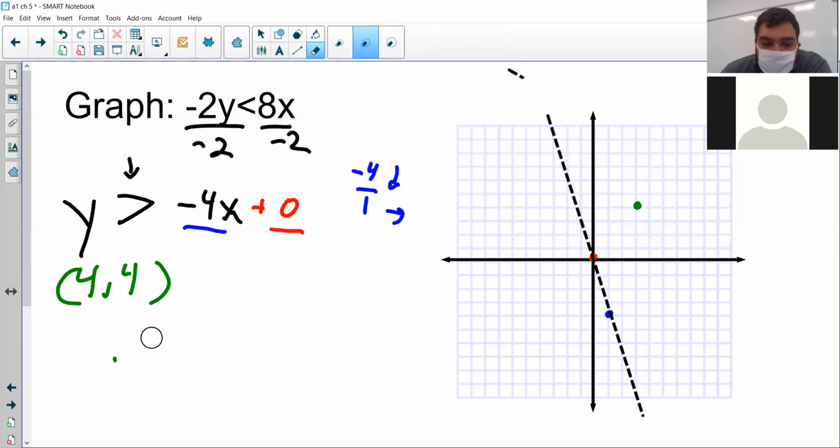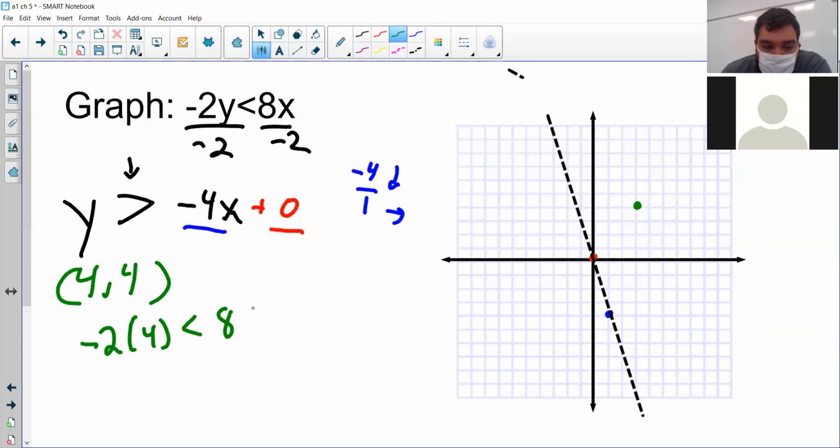Remember, I should plug it into the original, so I'll do that. Is it fine if I didn't do the original? Yeah, it's fine. It's just that I suggested the original. The only reason is if you messed up the graphing for some reason, at least the original will get you the right shading, guaranteed. So it's more like a safety move versus a necessary move.